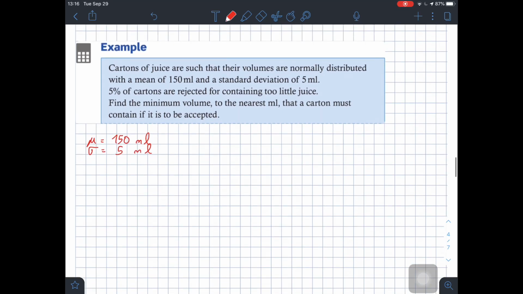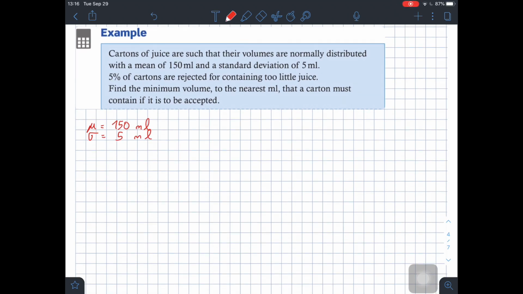Okay, so let's make a sketch of this. If we're saying that we're going to reject 5% for containing too little juice, then our sketch should look something like this. We're going to have the normal distribution. The mean in this case would be 150. And 5% are rejected. So maybe a value around here, I'm going to call this X. From that value and below, we're going to have a probability of 5% of cartons that we're going to reject. So this represents 5%, which we reject.